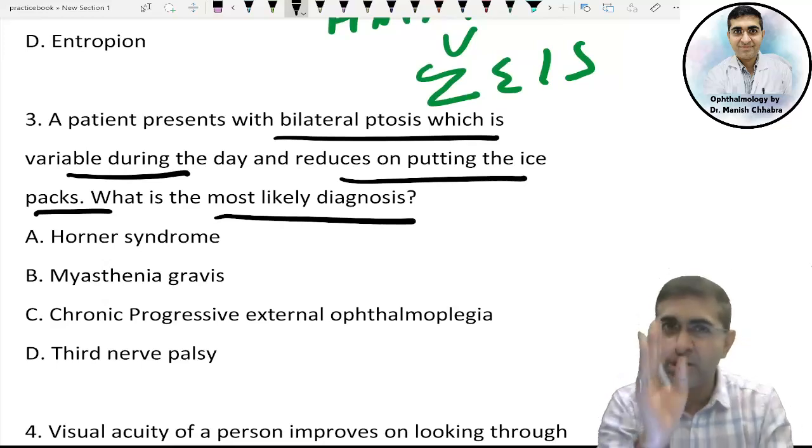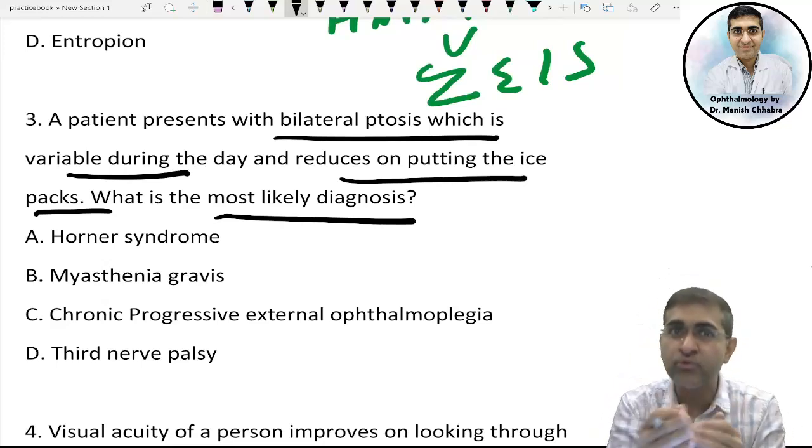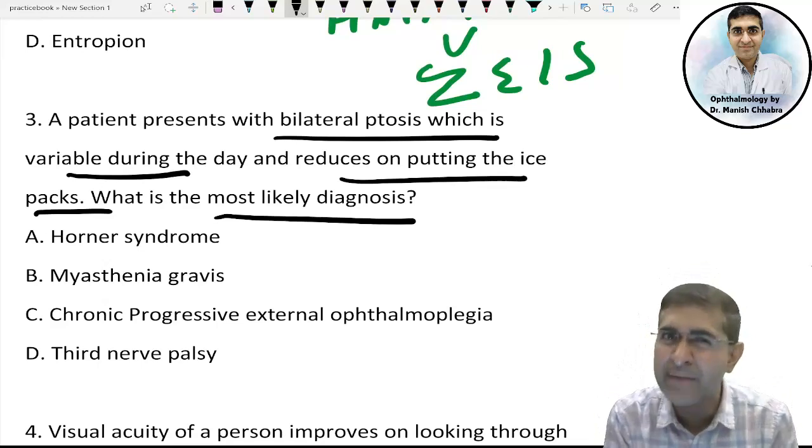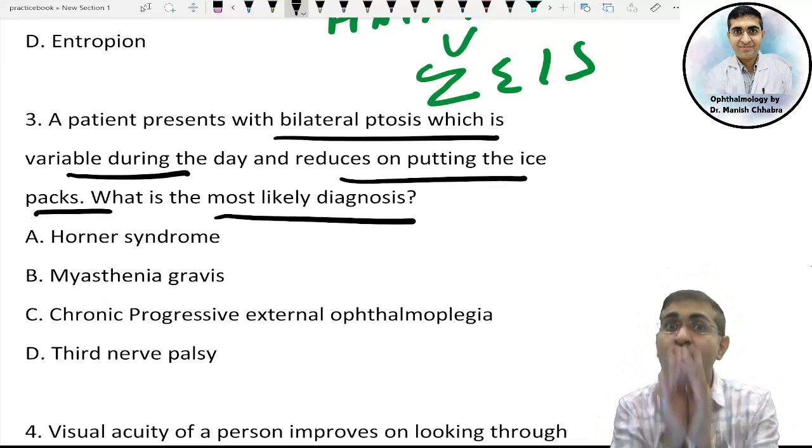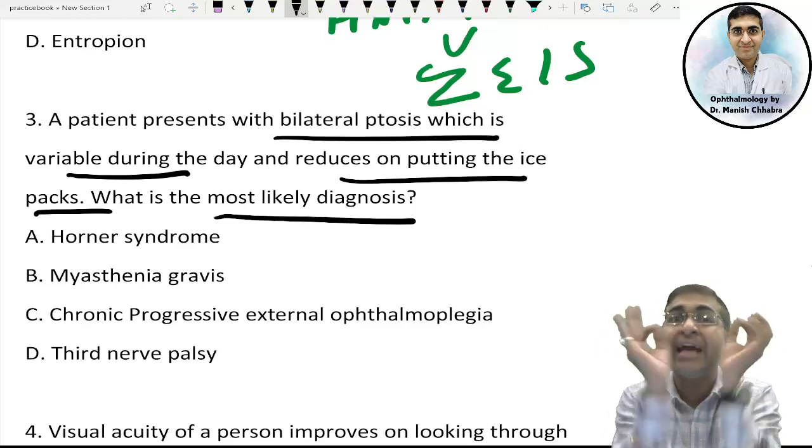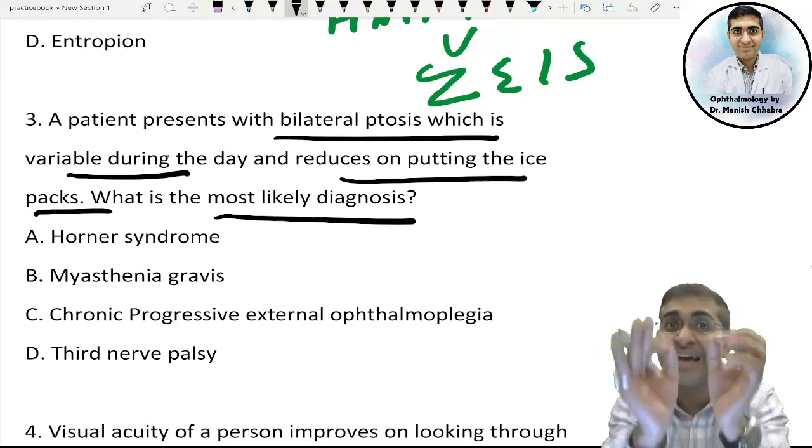So you are thinking of a ptosis which gets improved. So what is the purpose of ice pack? Ice pack se kya hoga? Ice pack is going to neutralize or inhibit one important enzyme which is ACHE, acetylcholine esterase.